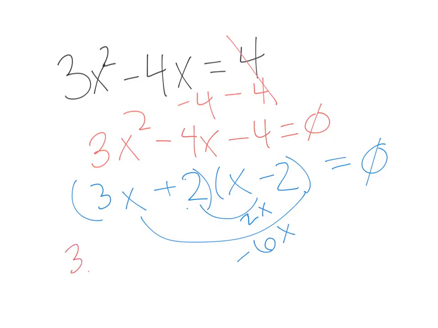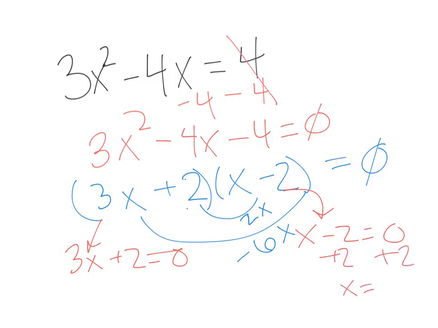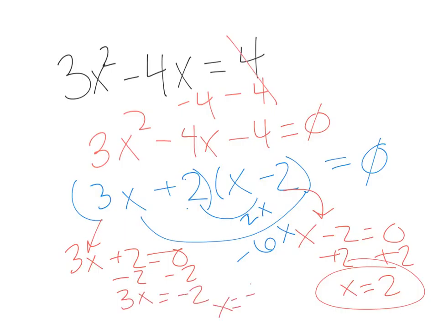So I will take each factor and set it equal to 0. I will take 3x plus 2 and set it equal to 0, and I will take x minus 2 and set it equal to 0. Over here, quick and easy, add 2. x equals 2. Over here, I need to subtract 2, negative 2, and then divide by 3. Exactly, x equals negative 2/3. So what does that mean in terms of my graph?